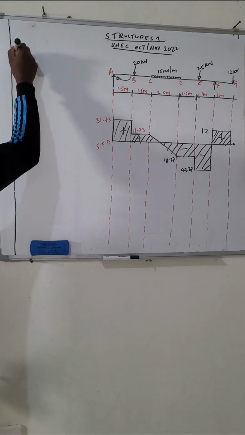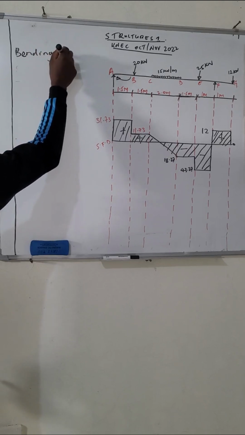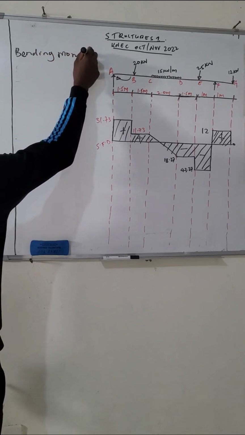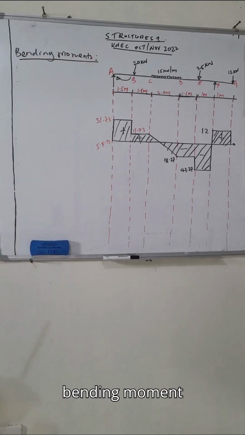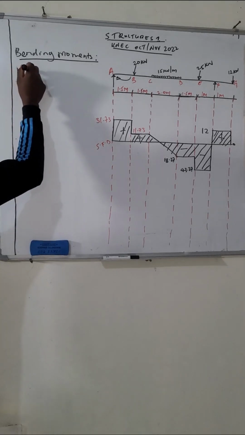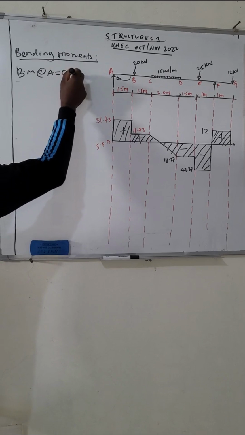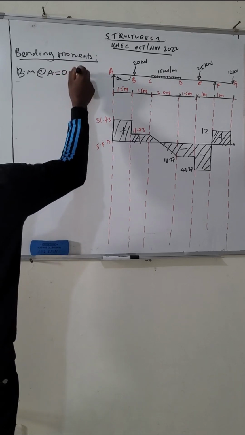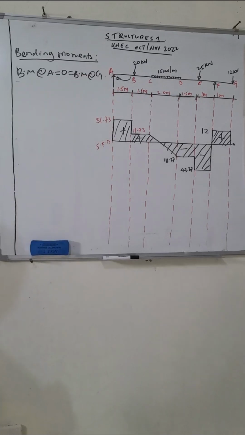Bending moment at A equals 0, equal to the bending moment at G. Bending moment at B.